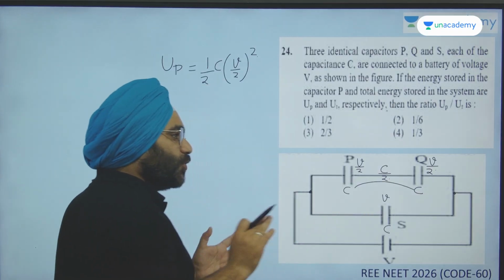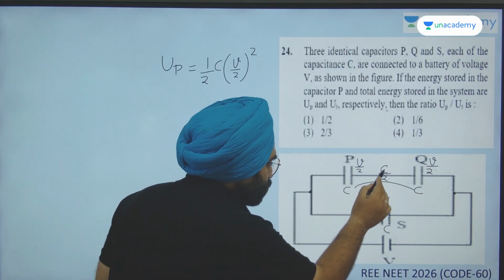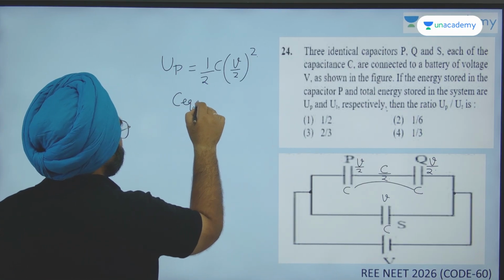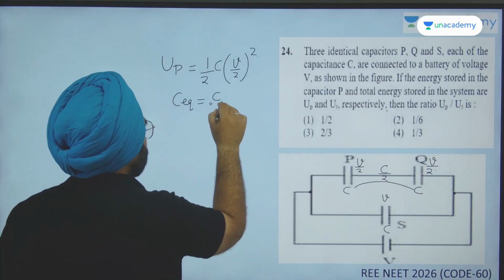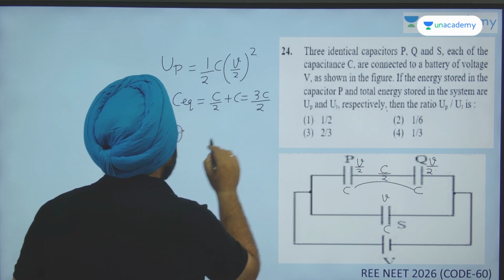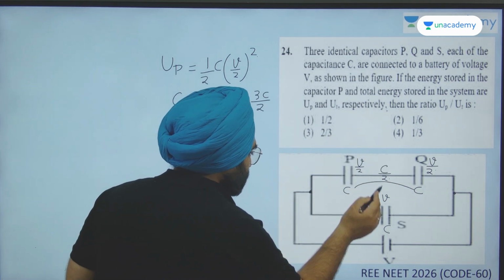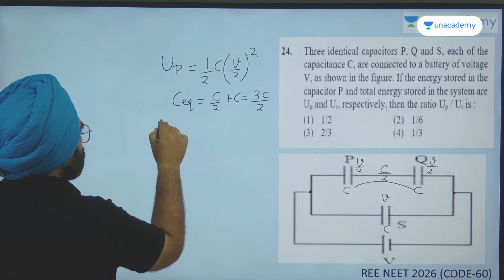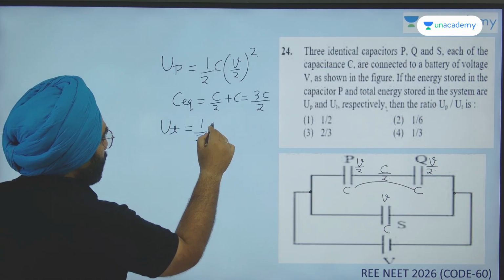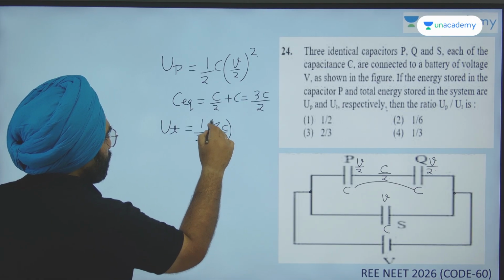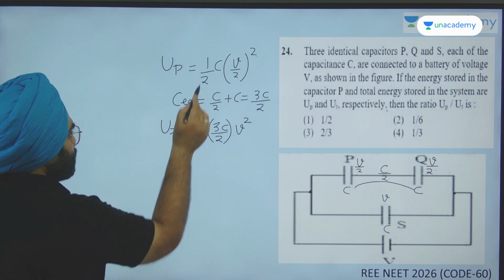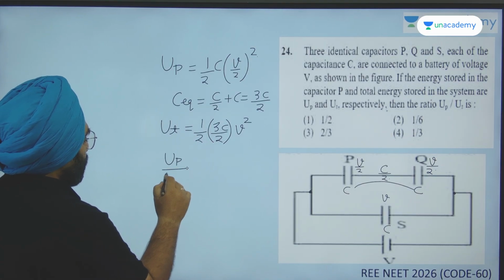These are in parallel, and you already know you can directly add. So C by 2 plus C. So C equivalent will become C by 2 plus C, which is 3C by 2. So the total energy stored, that is the energy here plus here plus here, will be equal to half into C equivalent, 3C by 2, into V square, the potential you have applied.